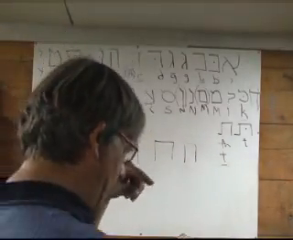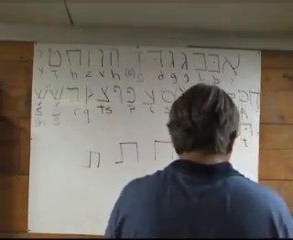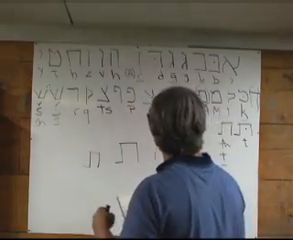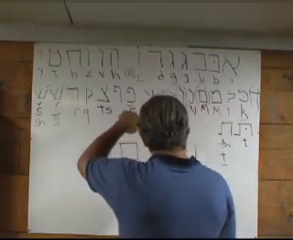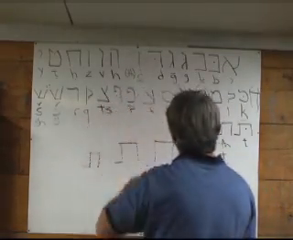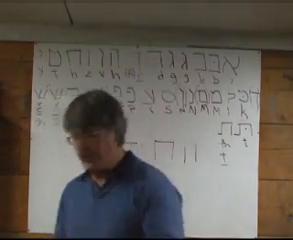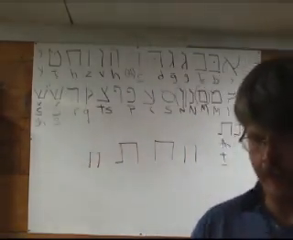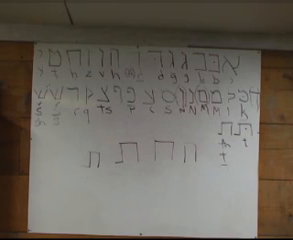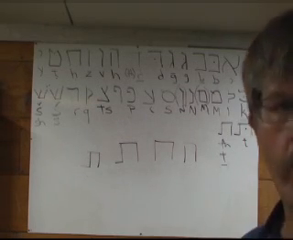So let me double check things. Qof, Resh, K, Kaf. Kaf has the dagesh. Dalet, Gimel, and Beit. Okay. There is your Hebrew alphabet. Now what I'm going to do, I'm going to erase this and I'm going to write it larger for you. I'm going to make a table and then I'll go over it with you, okay?